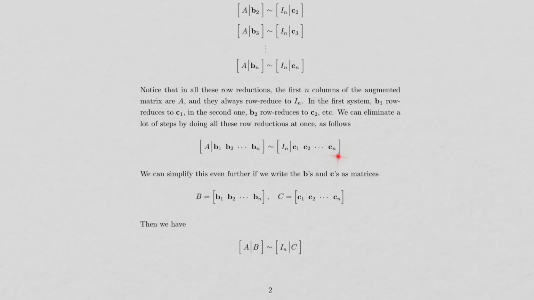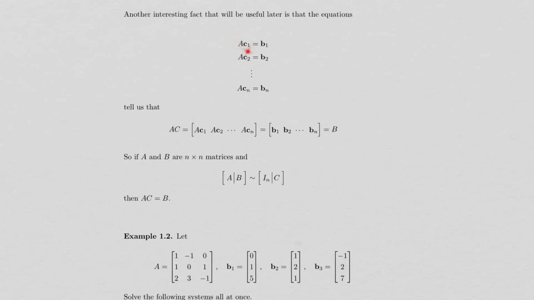The punchline here is that you can just augment A with each of the constant vectors and row reduce it. If A is a non-singular matrix, it will row reduce to the identity, and then each of these columns will row reduce to some other vectors called C's here, and the C's are the solutions to the corresponding systems. In other words, AC1 is B1, AC2 is B2, down to ACn is Bn.